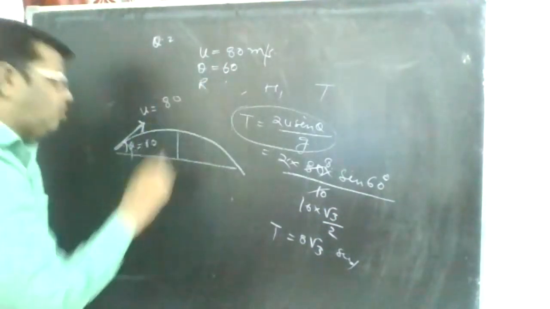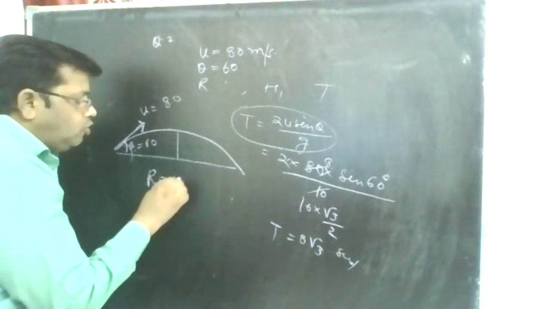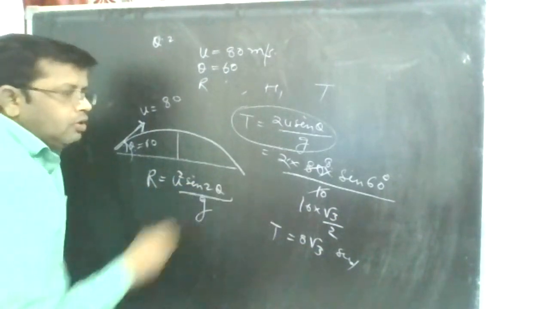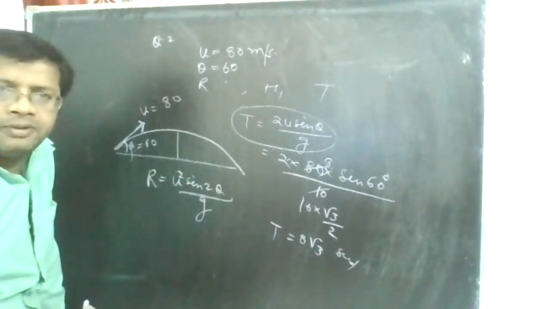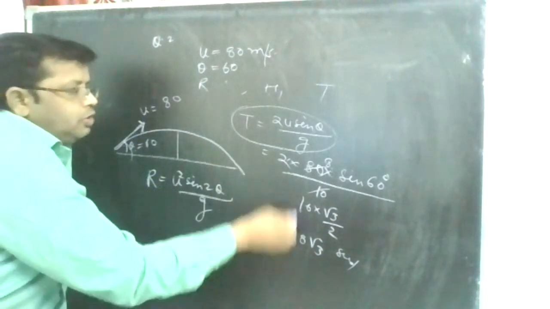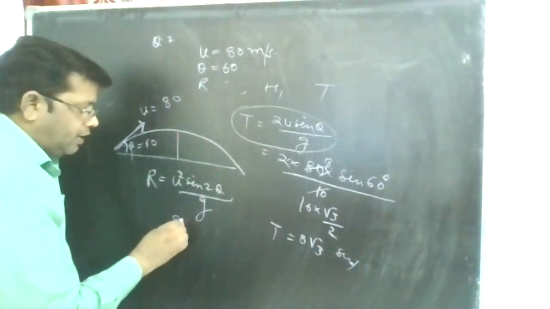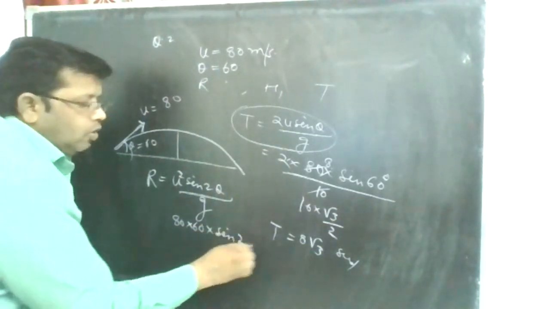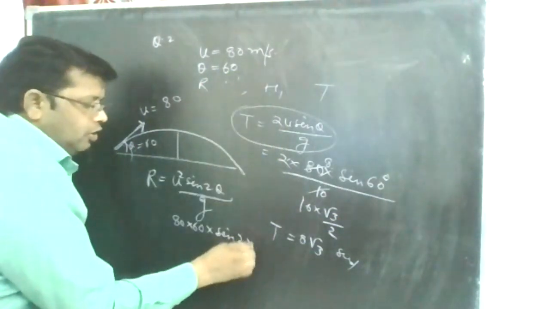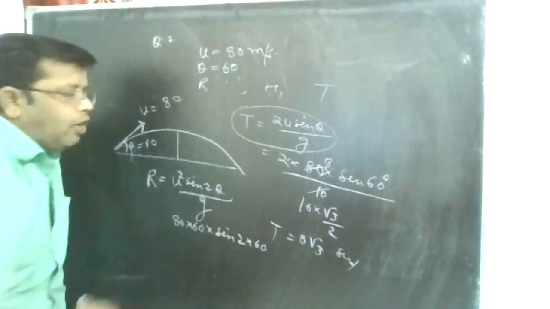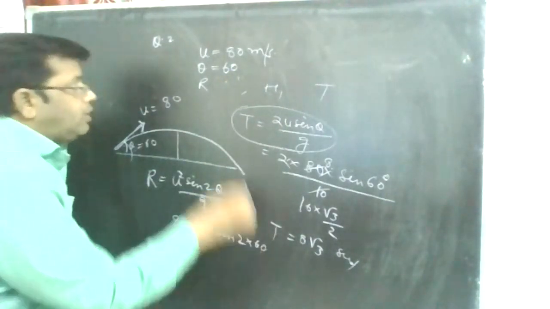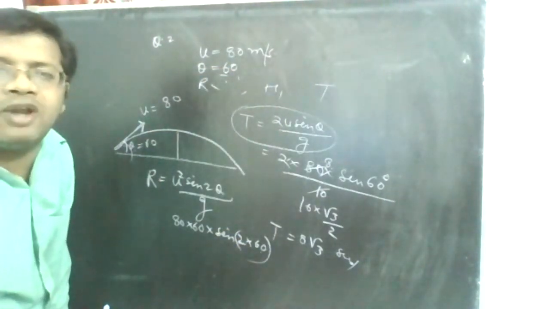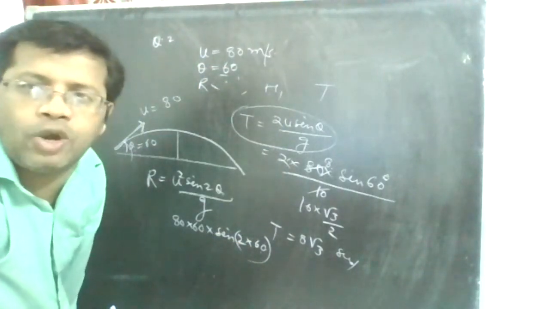Now, how can you determine the range? What is the formula of range? U square sine 2 theta upon g. What is u? 80. 80 square, 80 into 80, sine 2 theta. What is the angle of projection? 60. 60 into 2 is 120. Sine 120, do you know the value of sine 120?